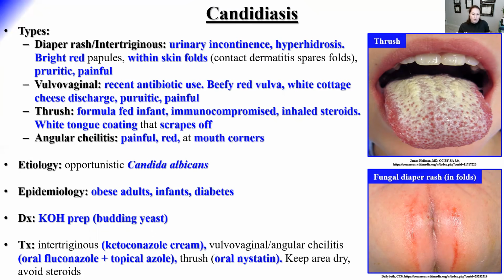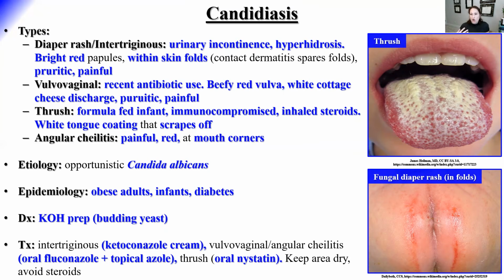This is a very important point that I'm going to make here. Candidiasis occurs within the skin folds, whereas contact dermatitis spares the folds. And let me explain why. Remember that the skin folds are very moist areas, so it makes sense that you would have a fungal infection in that area. If it's a contact dermatitis, so let's say that they have an allergy to the type of diaper that they're wearing, that will spare the skin folds because it's only touching. The skin folds don't touch the actual diaper there. So if it's in the skin folds, it's fungal. If it's not in the skin folds, it's a contact dermatitis.